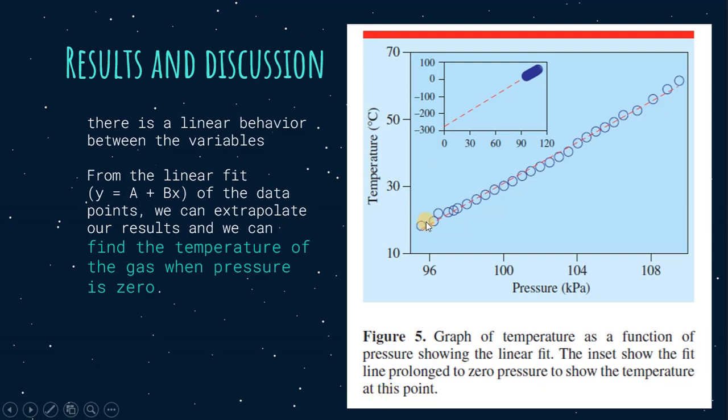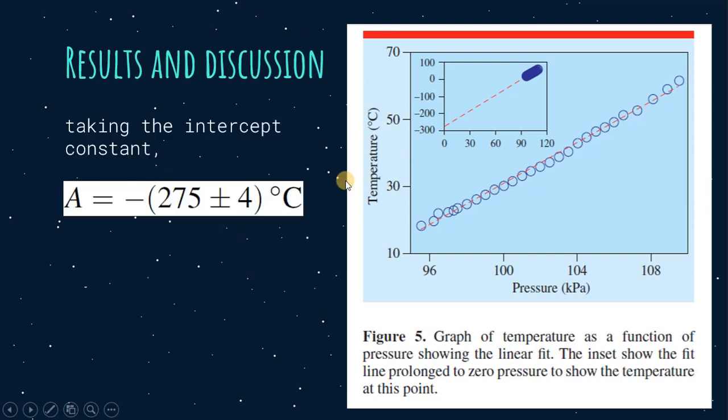If this is the actual data that they gathered, they want to zoom up here and reach 0 pressure, 0 kilopascals. And what could the temperature be? They tried to do that and solve it. Taking the intercept constant, they got this: negative 275, plus or minus 4 degrees Celsius.